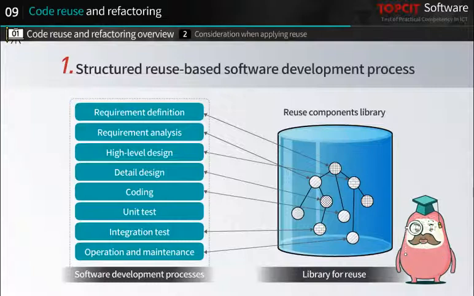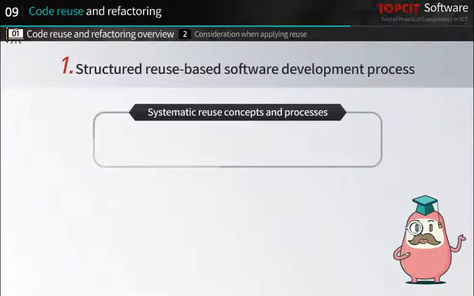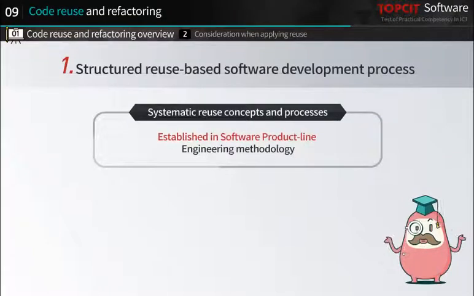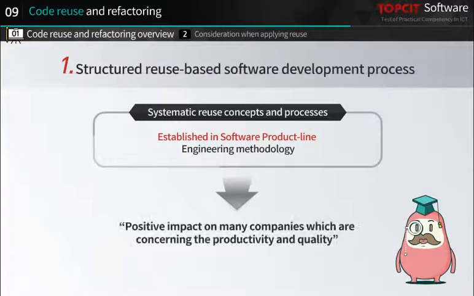As shown in the figure, one component of the reuse library can be seen to be associated with multiple interconnected artifacts. Structured procedures are required for interconnected components to be used in the system's development. Systematic reuse concepts and processes have been established as the software product line engineering methodology. Therefore, it has a positive impact on many companies which are concerned with productivity and quality.